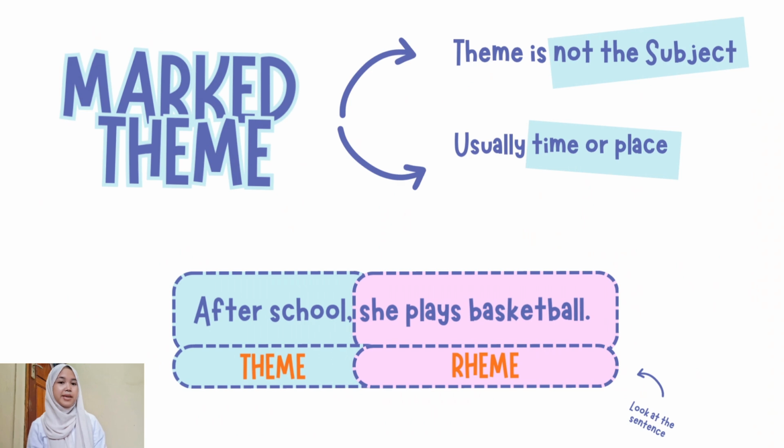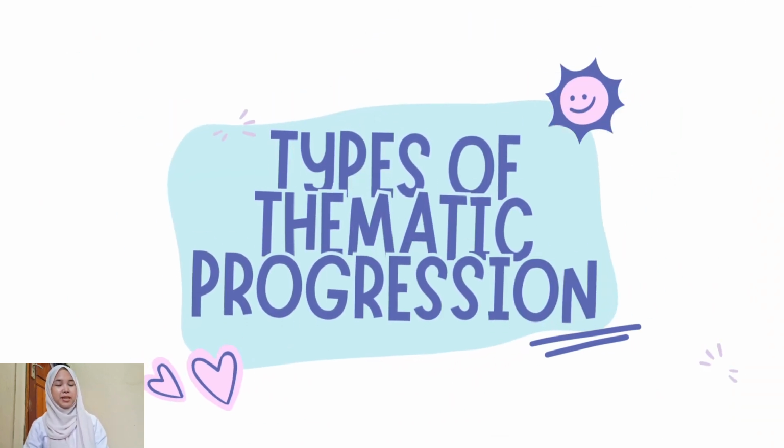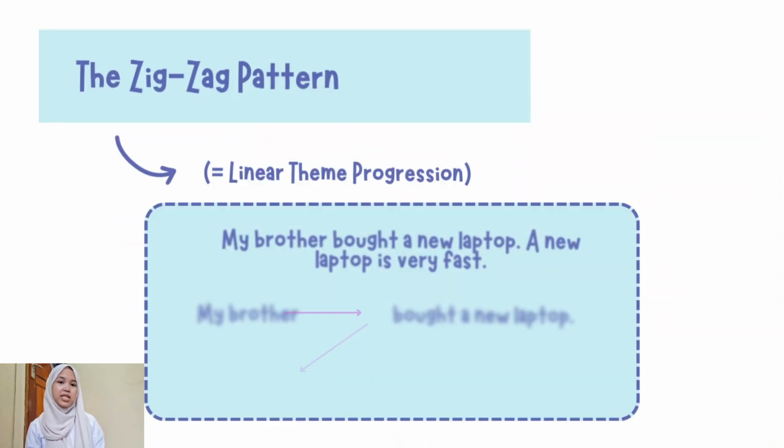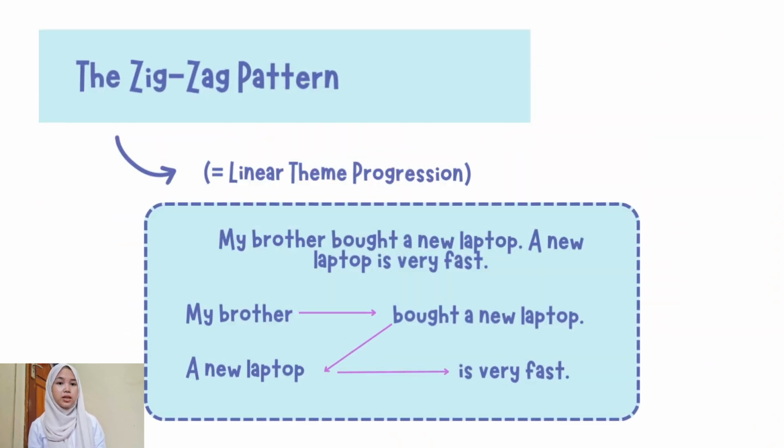After understanding theme and rheme in a single clause, we move to thematic progression. Thematic progression explains how themes develop from one clause to another in a text. This is important because it shows how ideas are connected and how information flows smoothly. One common pattern of thematic progression is the zigzag pattern, which is also called linear progression. In this pattern, the rheme of the first sentence becomes the theme of the next sentence.